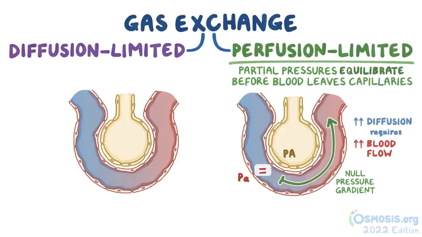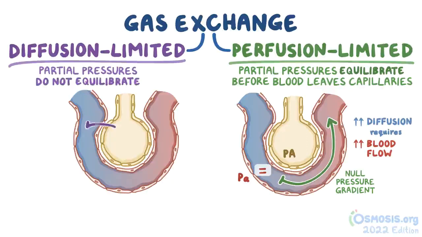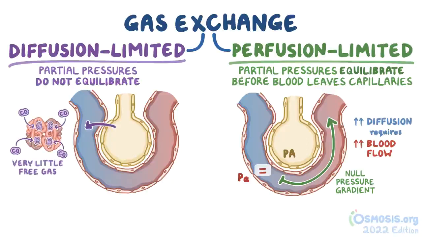On the other hand, with diffusion-limited gas exchange, the partial pressures across the alveolar capillary barrier do not equilibrate because the gas molecules bind to some blood components like hemoglobin. So there's very little free gas in the blood, which exerts a minor partial pressure, too small to balance the one in the alveolar sacs. This sustains the pressure gradient along the entire length of the pulmonary capillary, making it diffusion-limited gas exchange.